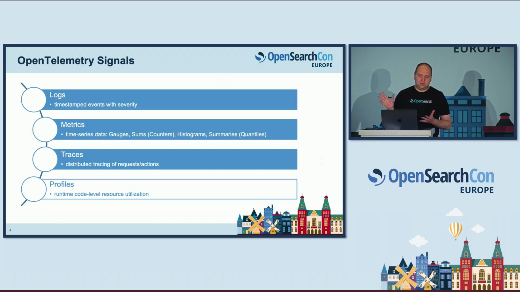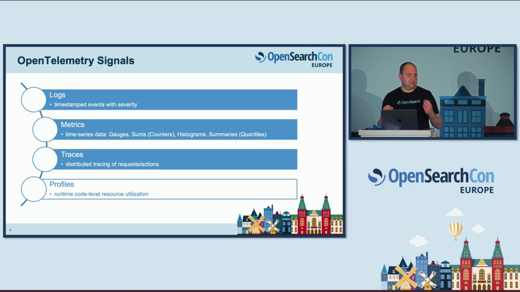In OpenTelemetry, we have basically 4 signals available. There's logs that are timestamped events that have a severity, usually a log message, but can be something different. There are metrics, that is time series data, like gauges, sums, counters, histograms, and summaries. And there's traces. That means distributed traces of requests and actions.